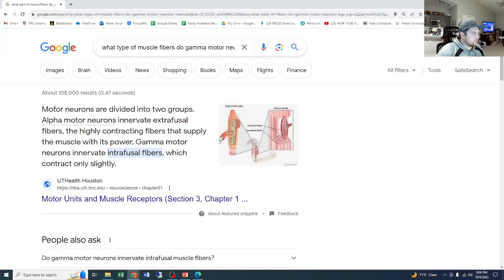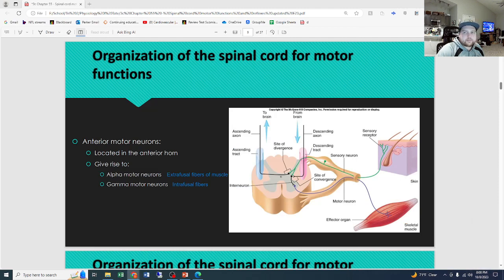Motor neurons are divided into two groups. Alpha motor neurons innervate extrafusal fibers, and gamma motor neurons innervate intrafusal fibers, which contract only slightly. Remember, our extrafusal fibers are our voluntary fibers. Our intrafusal fibers are involuntary. They're just hanging out.